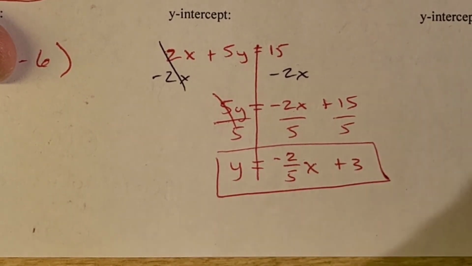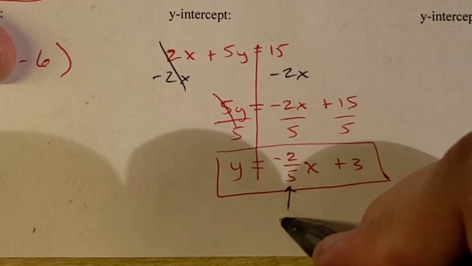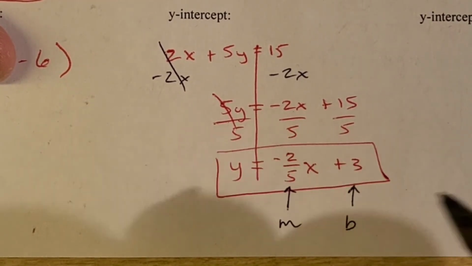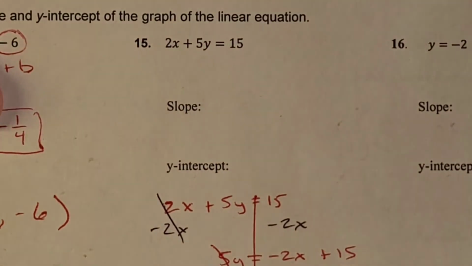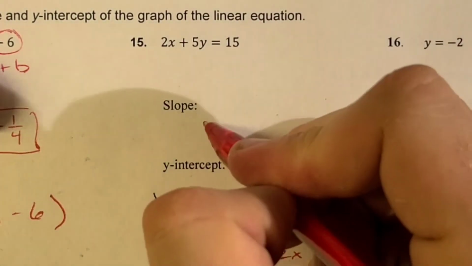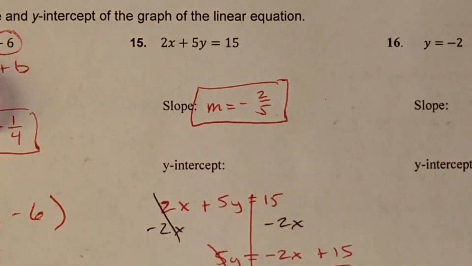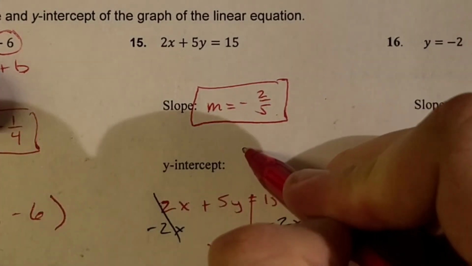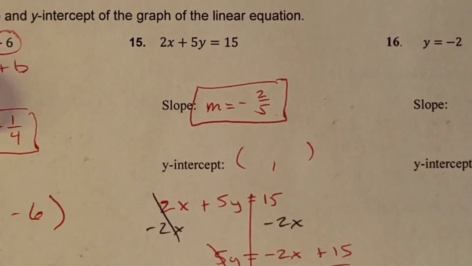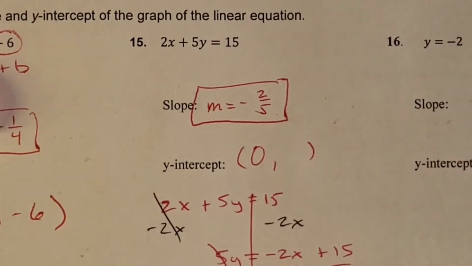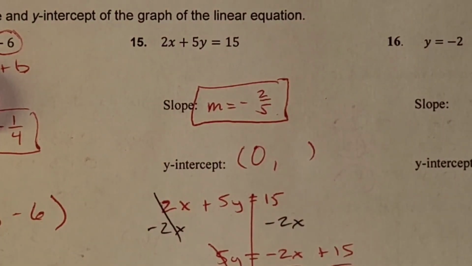Now, if I'm staring at this, now it becomes a lot more apparent what my slope is and what my y-intercept is. I can come back here and I can write those. My slope, in this case, was negative 2/5. And my y-intercept, which we are going to write as a point, the y-intercept always has an x value of 0 and it has a y value of 3.